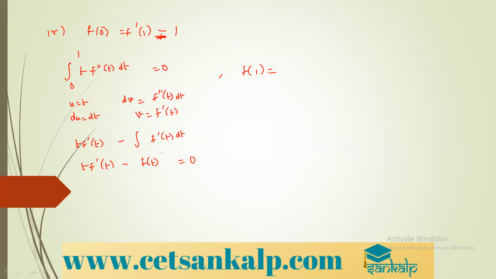Now you have to put the boundaries. Boundaries are 0 to 1. When you put 1, you'll have f prime of 1 minus f of 1. When you put 0, the first one will become 0 minus f of 0, which is equal to 0. So f prime of 1 is 1. f of 1 we don't know. Plus f of 0 is also 1, equal to 0. So f of 1 will be equal to 2.